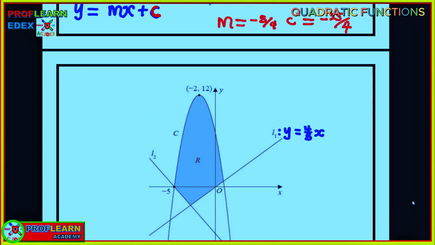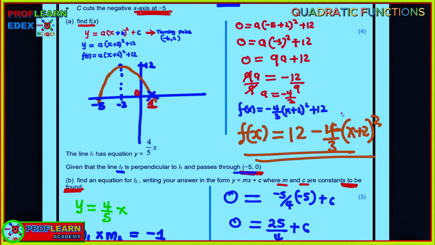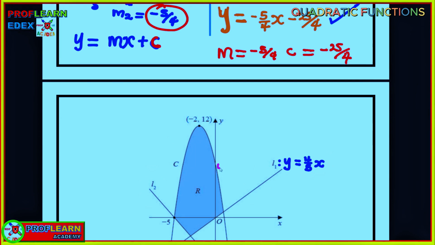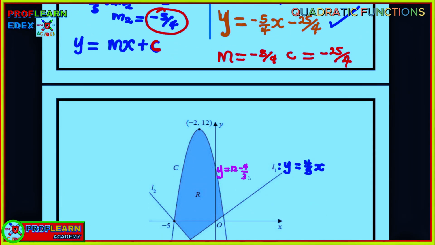and the quadratic equation was given. We found it. We did a lot of work to find it. It's here, so we can write it here. The quadratic equation is y equals to 12 minus, was it 4/3? Yes, 4/3 into x plus 2 squared.